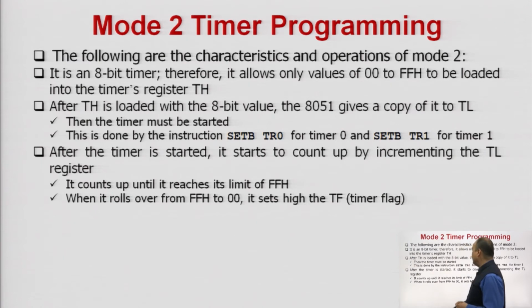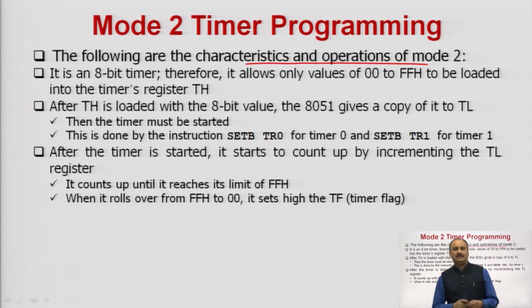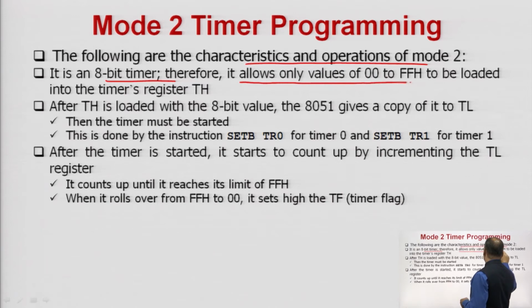Next is mode 2 timer programming. Following are the characteristics and operation of mode 2. Before discussing mode 2 timer programming, we need to discuss the characteristics and operation of mode 2 of the timer. It is an 8-bit timer. So it is required to remember that the mode 2 timer is nothing but an 8-bit timer. It allows only values from 00 to FFH to be loaded into the timer register, that is the TH register.